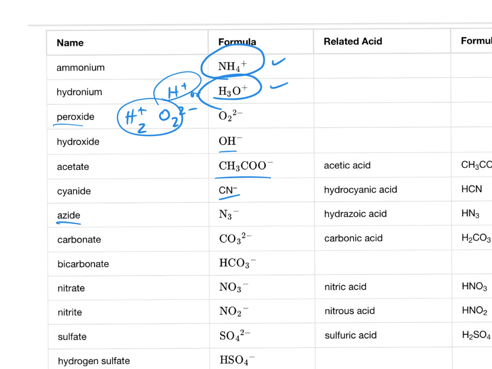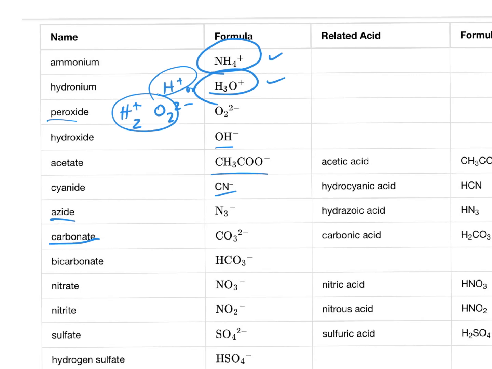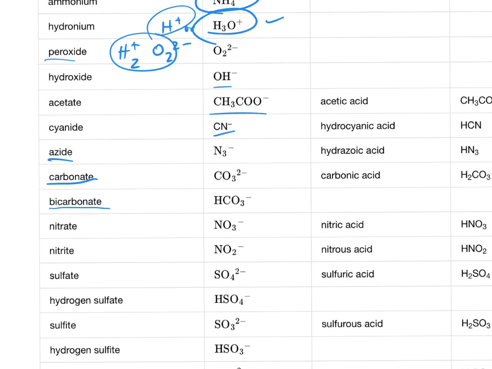Azide is not real familiar or common. Carbonate, bicarbonate. This is the stuff in baking soda. Sometimes it's called hydrogen carbonate, but we'll just keep it as bicarbonate. Nitrate, nitrite, know the difference? One's ate, one's ite. If it's ite, it has 1 less oxygen than the ate. That might be useful. We got sulfate and sulfite, same thing. 1 less oxygen. Charges are the same.